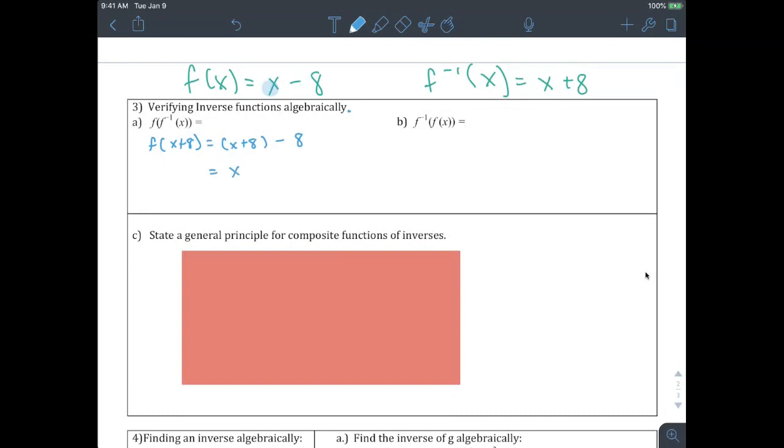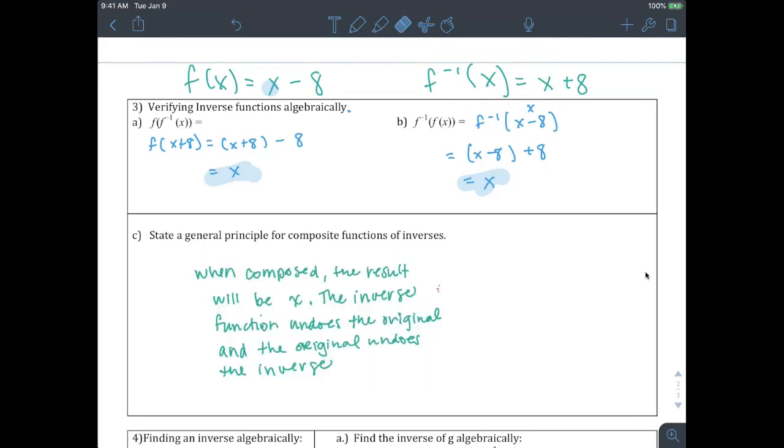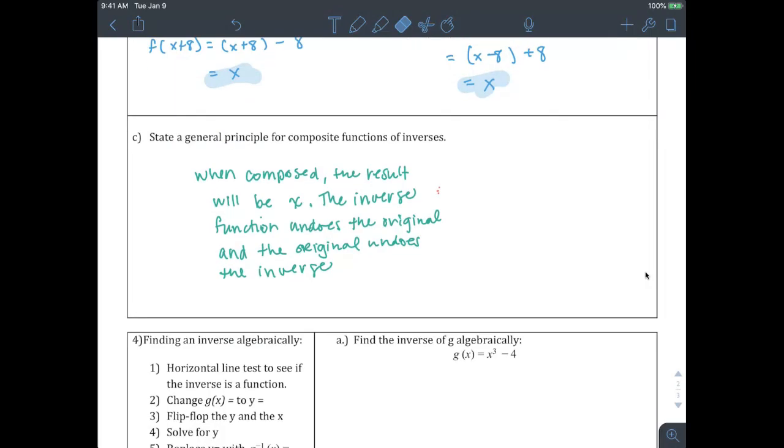Okay, we'll do it for the next. F inverse of x minus 8. Okay, so f inverse is x plus 8, and we're plugging in x minus 8 here. That x minus 8 replaces our x, giving us just plain x. When this happens, our functions are inverses because they undo all the operations of each other. Okay, so there you go. When composed, the results will be x. The inverse function undoes the original, and the original undoes the inverse.